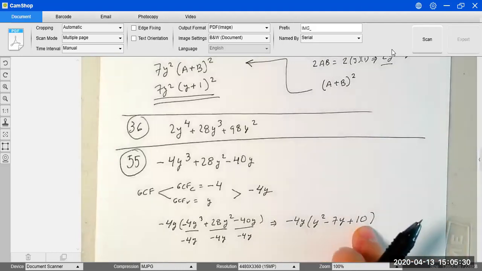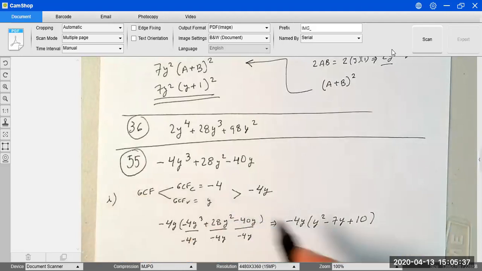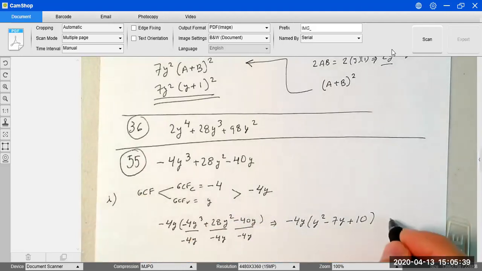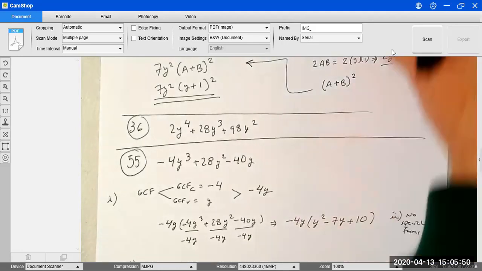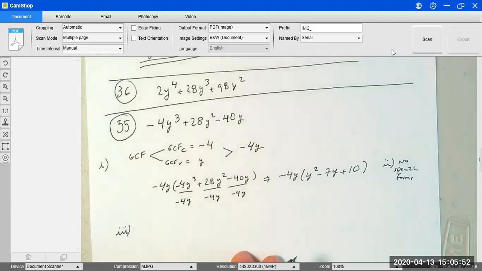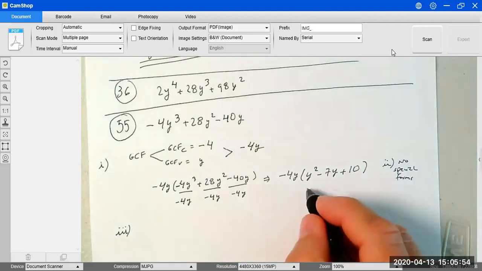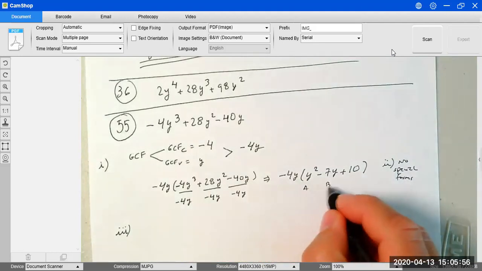This is not a perfect square, 10, so we cannot use special forms. So the first one, greatest common factor, is here. Special forms not possible. No special forms here. So we're going to proceed with factoring a trinomial by using the AC method. So we have here A, B, and C.